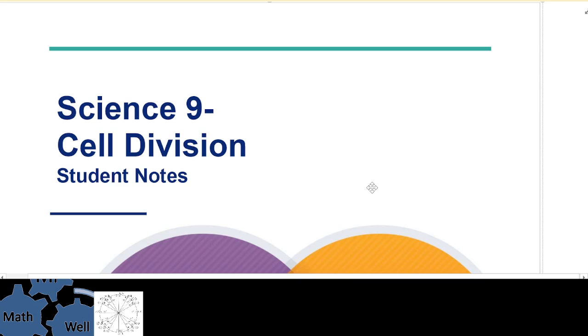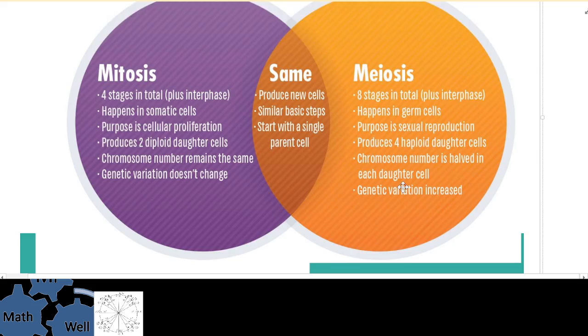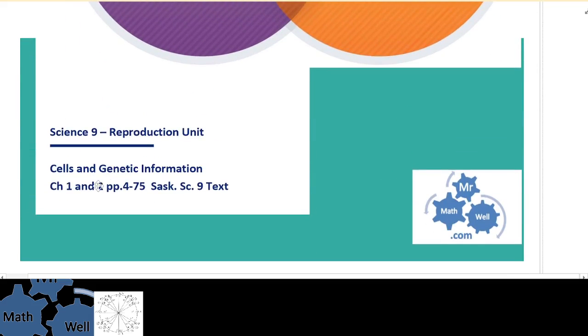Okay, Science 9. Here we go. We start the Human Development and Reproduction unit. This is chapters, I think it's 1 through 3 in your SAS Science textbook. These are the notes that you have in front of you down here. These notes are for 1 and 2, page 4 to 75.